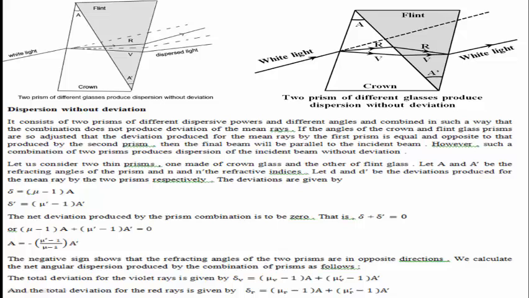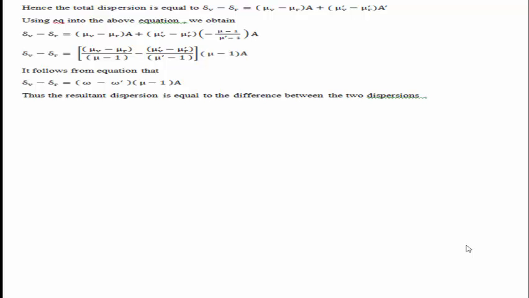The total deviation for the violet ray is given by δV is equal to (νV minus 1) multiplied by A plus (ν'V minus 1) multiplied by A', and the total deviation for the red ray is given by δR is equal to (νR minus 1) multiplied by A plus (ν'R minus 1) multiplied by A'. Hence, the total dispersion is δV minus δR is equal to (νV minus νR) multiplied by A plus (ν'V minus ν'R) multiplied by A'.